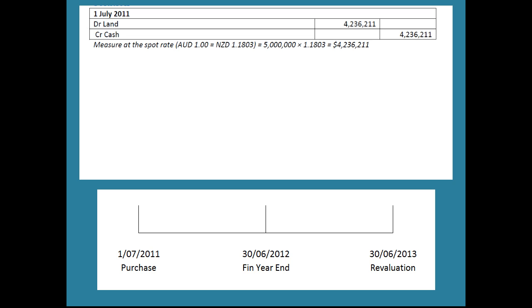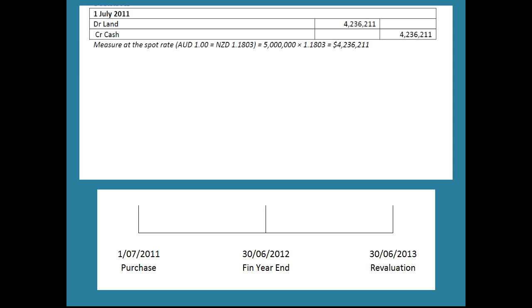But when we look at the foreign currency rates, they have moved from 1.18 to 1.27. So the Aussie has strengthened, which means the value of the New Zealand dollar has weakened, and that is likely to be an indicator of impairment, because the land value should probably be less now. If 5 million New Zealand was worth 4.2 before, 5 million New Zealand is worth much less than that.